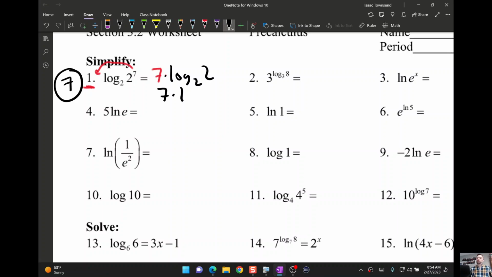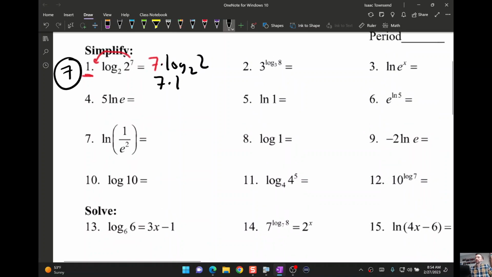Now, instead of doing these in order, what I'd like to do is now go through and highlight all the questions 1 through 12 that use this exact same property. So number 2 doesn't look the same, it's going to work out differently, but number 3 is the same type of question because x is an exponent on something I'm taking the log of, so the x can come down out front.